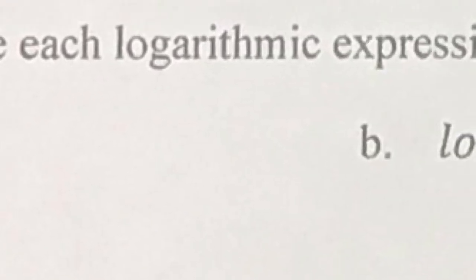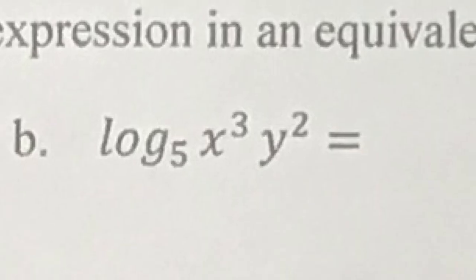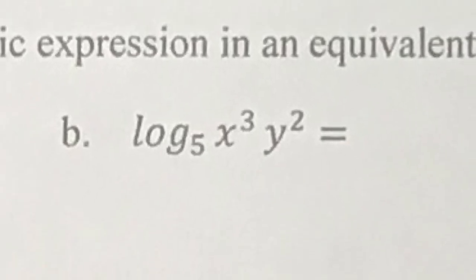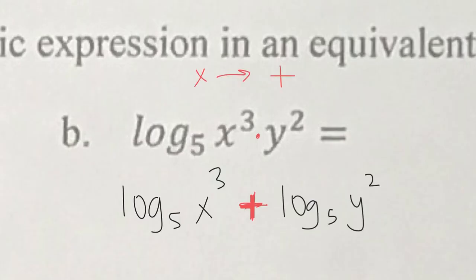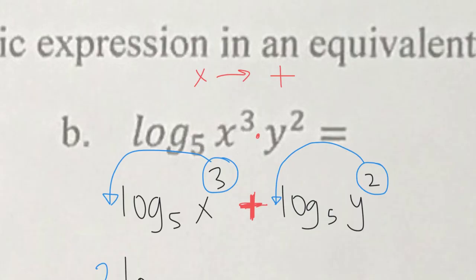Okay, for option B here, notice we have a product. So the first thing we have to do is change our multiplication into addition. Now that we've done that, we can now take our powers and move it to the front of each individual log. So that's 3 times the log base 5 of x plus 2 times the log base 5 of y.